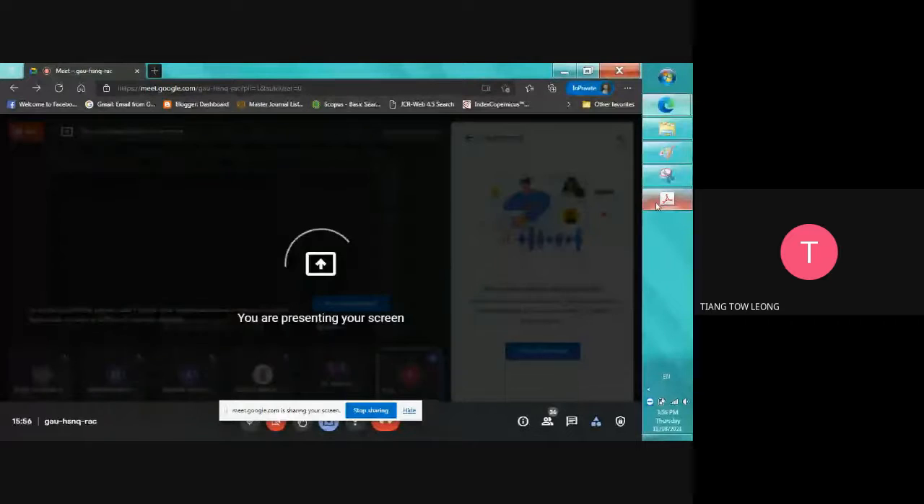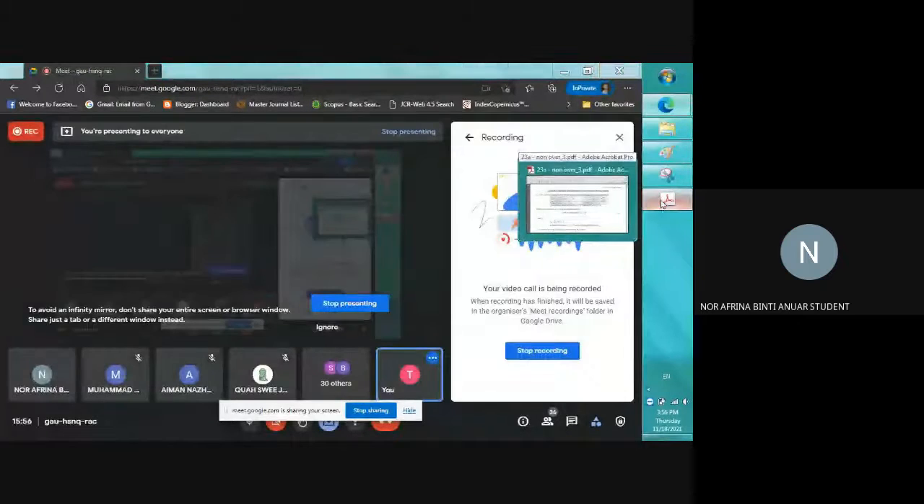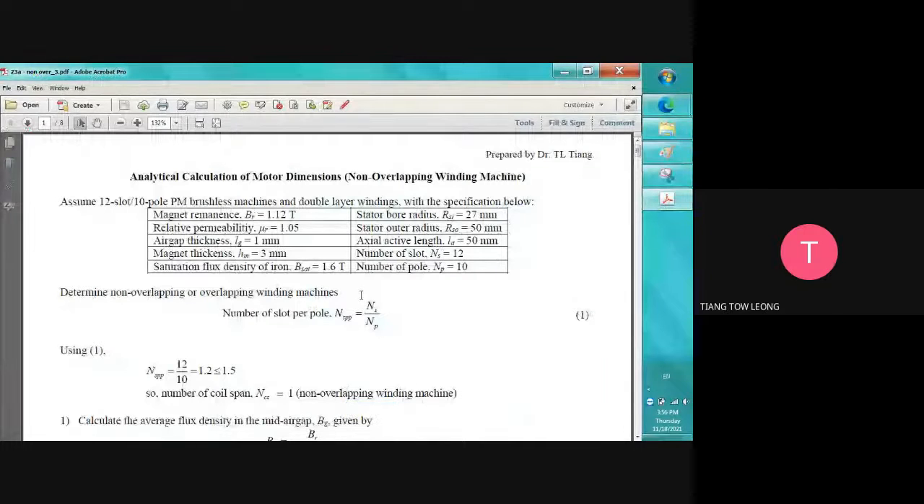Okay, so, when we want to start the design, sorry, can you see my screen or not? No, sir. Okay, dengar kan? Dengar. Okay, nampak tak sekarang? Nampak, sir. Okay, thank you very much.